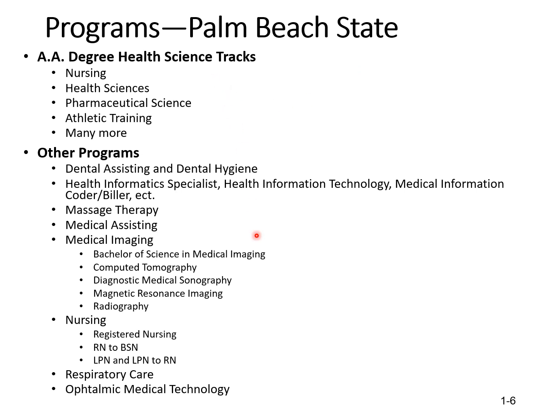And these are all of the different tracks that they have just at Palm Beach State. If you're looking at these and going through them: nursing, health sciences, pharmaceutical science, athletic training, dental assisting, hygiene, massage therapy, medical imaging. You can get a bachelor's of science now just in medical imaging, and then you can take that directly into a doctor's office. If you're doing just nursing, you can become a registered nurse, an RN, a BSN. You can do LPN, all the way up to an LPN to RN.